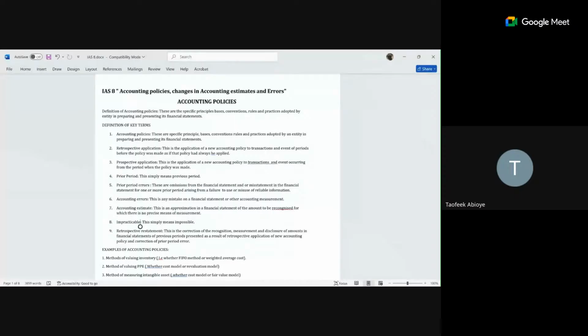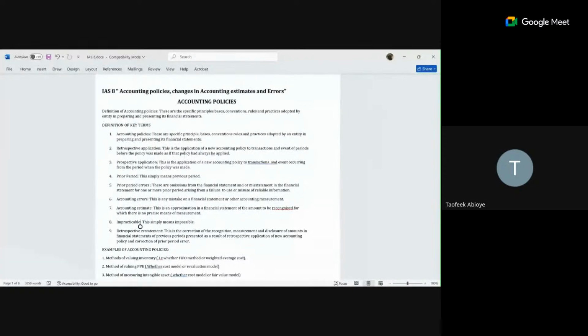Now, retrospective application simply means that the organization will now go back to previous months, which is July, June, May, April, March, February, January, using that particular FIFO that was just selected today to represent their inventory. That is retrospective application. So also we have prospective application. It's just the opposite of retrospective.